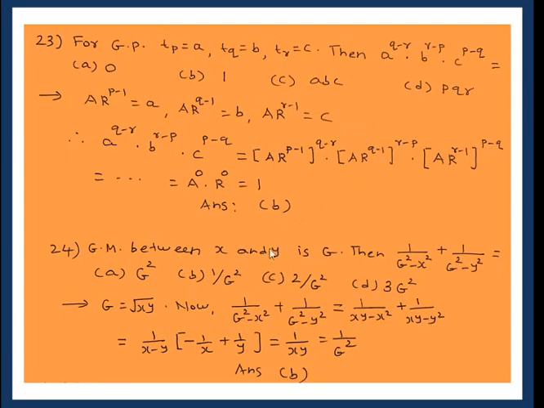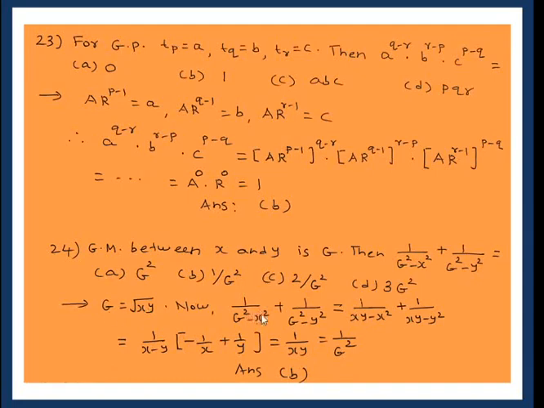Geometric mean between x and y is g. Then what is 1 upon g square minus x square plus 1 upon g square minus y square? Now g is geometric mean between x and y. So g is root xy. So if you square, you get xy equal to g square.